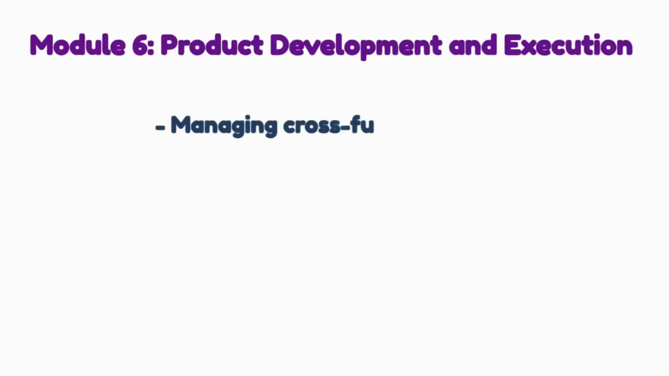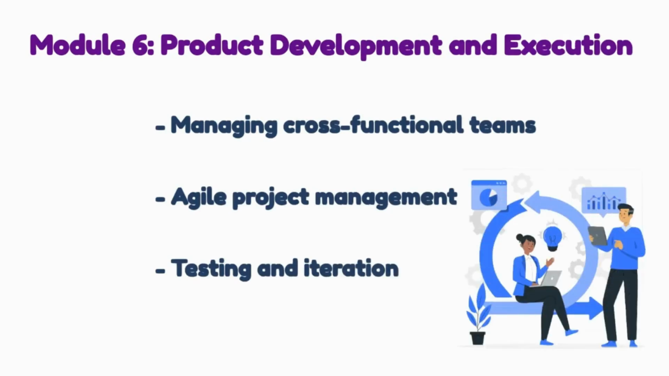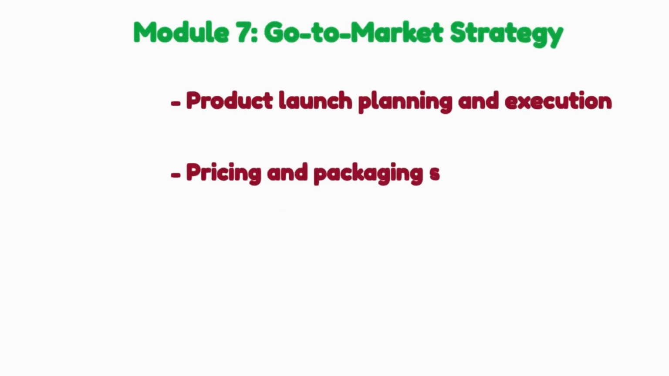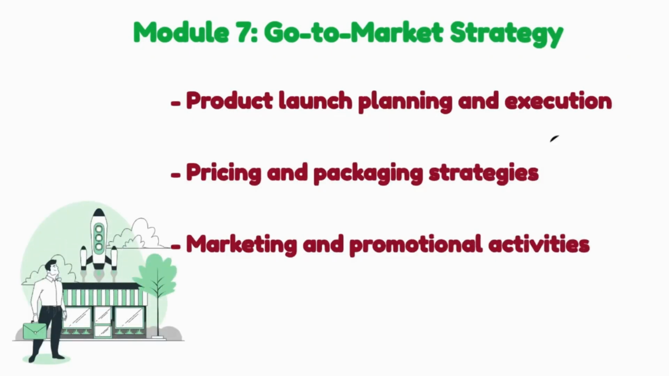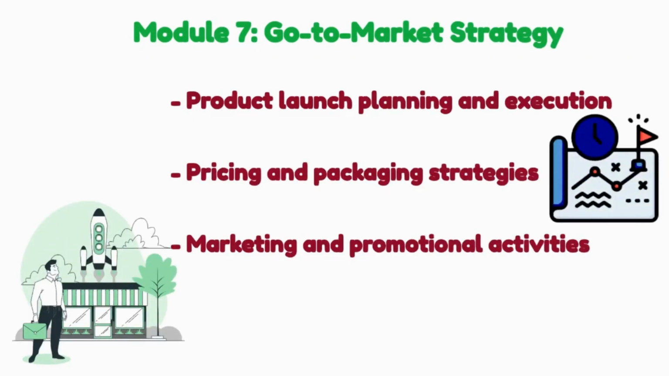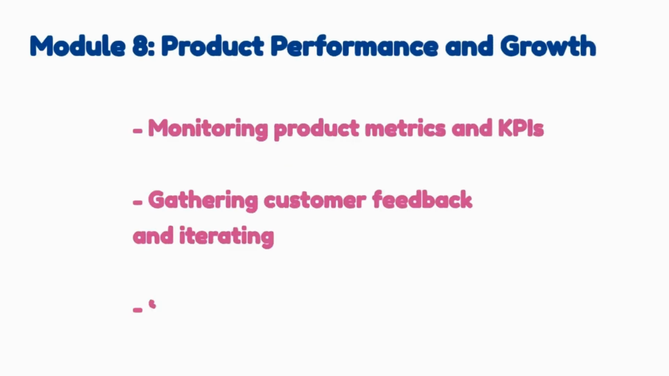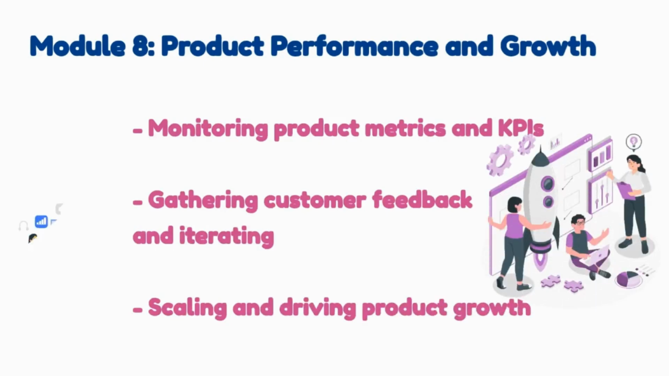Module 6. Product Development and Execution, and the following will be taught: managing cross-functional teams, agile project management, testing and iteration. Module 7. Go-to-market strategy, and the following will be taught: product launch, planning and execution, pricing and packaging strategies, marketing and promotional activities. Module 8. Product Performance and Growth, and the following will be taught: monitoring product metrics and KPIs, gathering customer feedback and iterating, scaling and driving product growth.